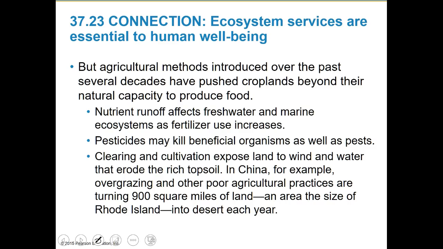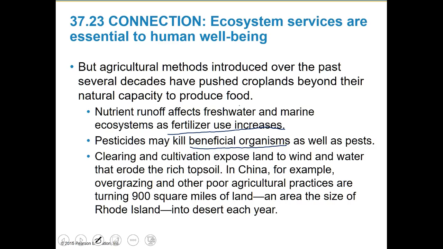So agricultural methods introduced over the past several decades have pushed croplands beyond their natural capacity to produce food. Nutrient runoff affects freshwater and marine ecosystems as fertilizer use increases. This is the tricky bit about fertilizer. Pesticides actually can kill beneficial organisms as well as pests.